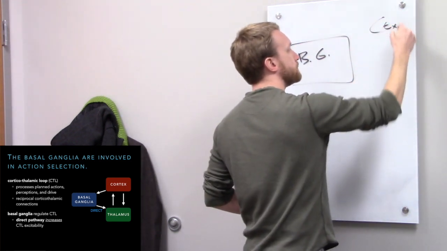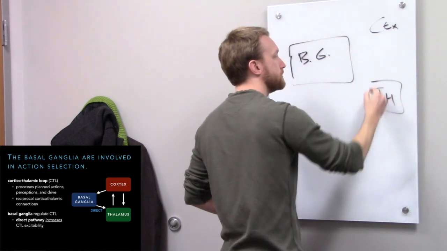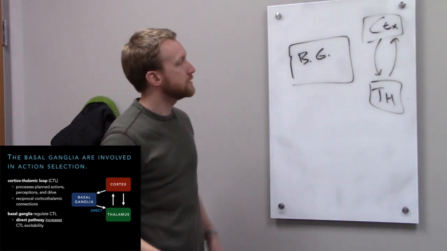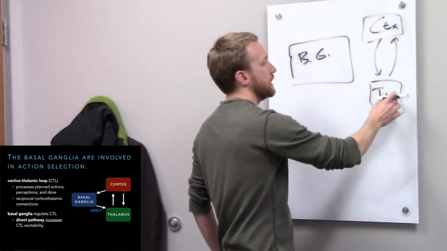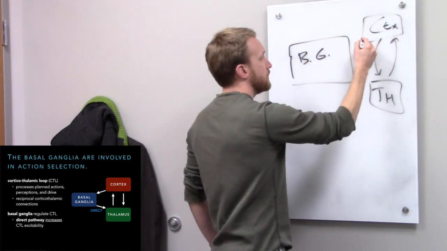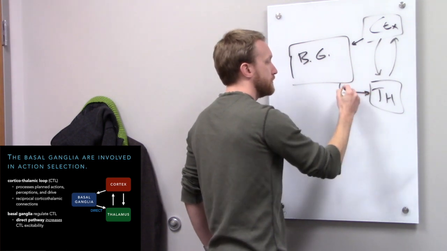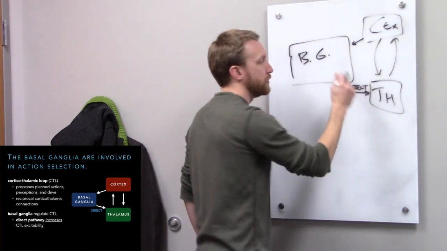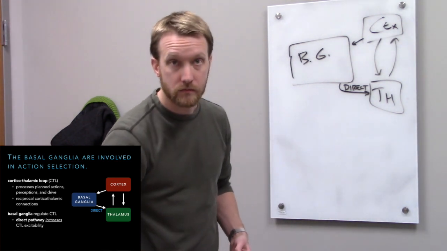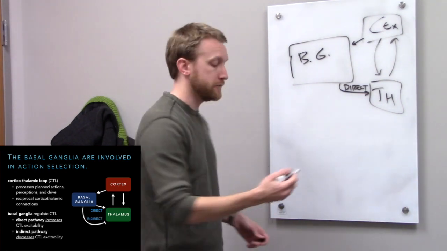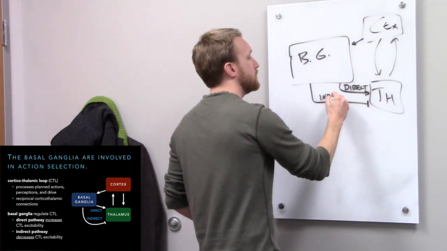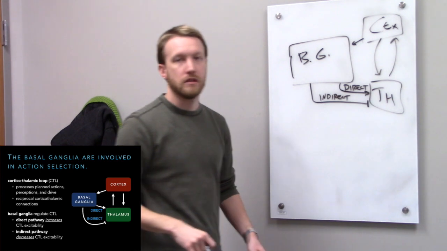Here's my cortex. Here's my thalamus. Here's my thalamo-cortical loop. This is what keeps me awake. My cortex says, is this a good idea? We'll get our answer from the thalamus in a bit. If the basal ganglia think this is a good idea, the direct pathway says, go. If it's not a good idea, or when we need to terminate an action, the indirect pathway inhibits the thalamus.